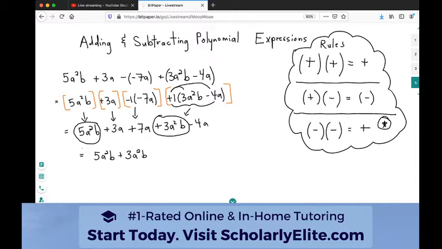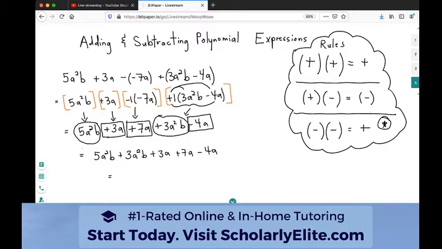Here I have positive 3a and positive 7a. So I'm going to write those two together. And then I also have a third like term for that one, which is negative 4a. So let's bring these to as simplified an answer as possible.